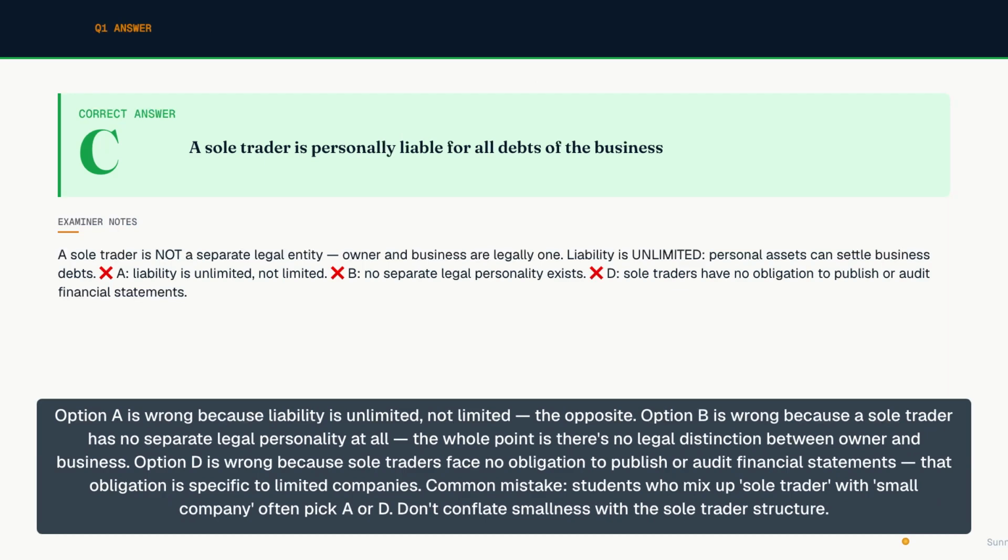Option D is wrong because sole traders face no obligation to publish or audit financial statements. That obligation is specific to limited companies. Common mistake: students who mix up sole trader with small company often pick A or D. Don't conflate smallness with the sole trader structure.